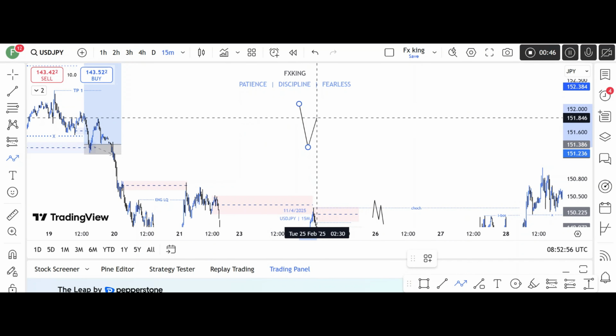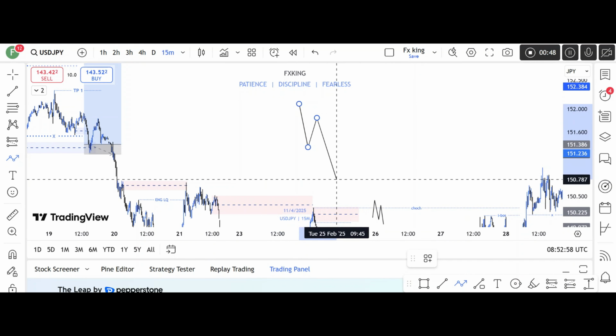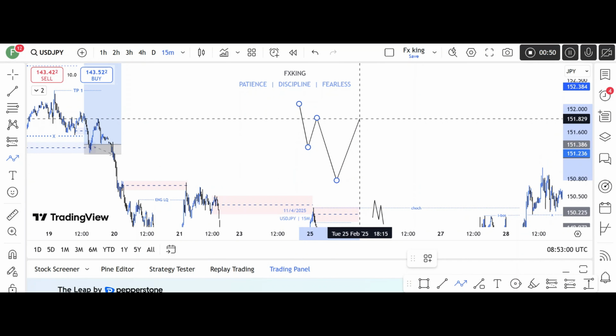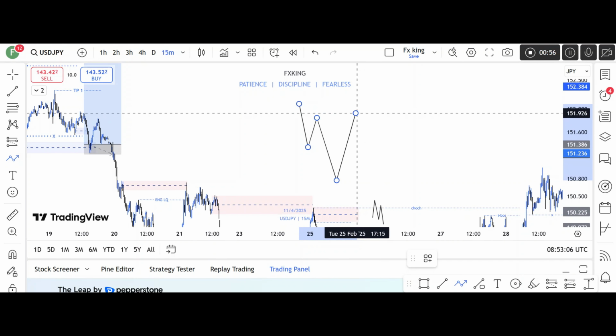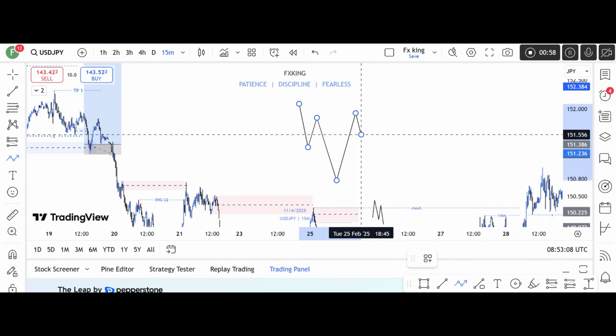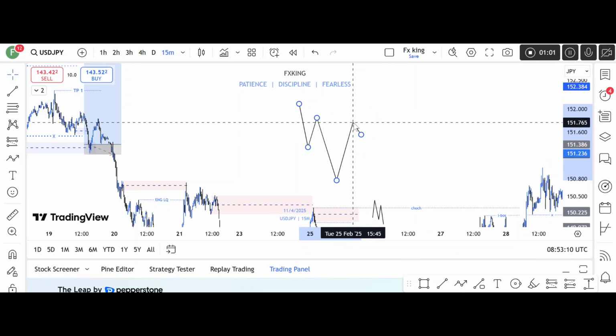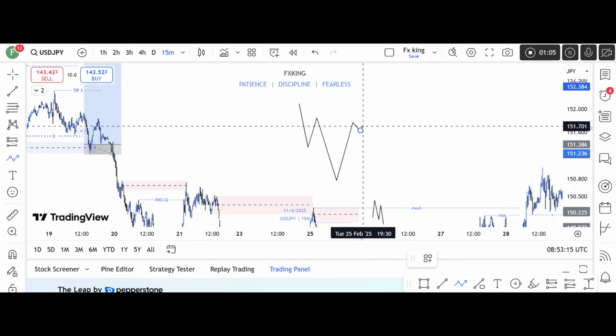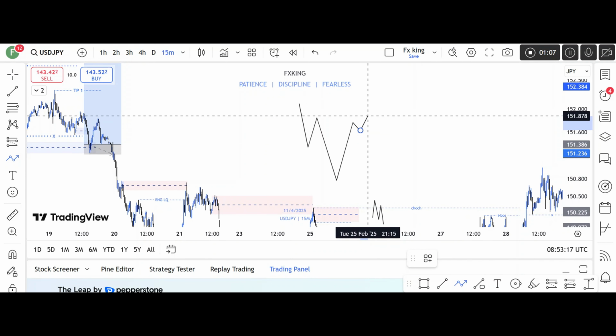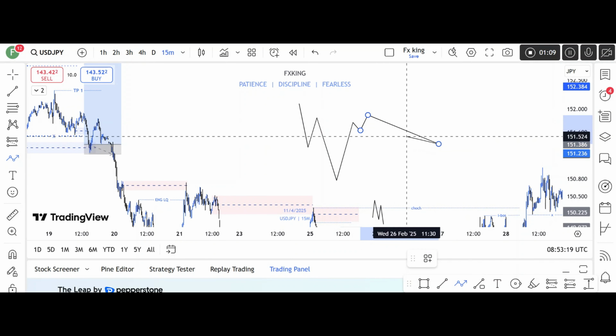A sweep entry model is just a model whereby price approaches your POI, like in this case, and instead of price closing above it, it sweeps above it with a candle body. So when price sweeps above your entry with a candle body, what are we waiting for to get an entry?